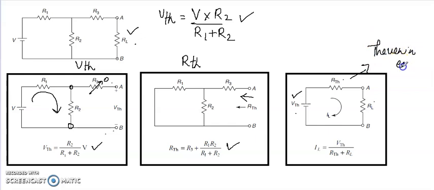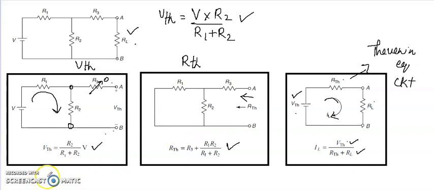In some questions it will be asked to find the current through the load resistance RL. At that time we can draw the IL in this direction. We can find the current through RL as IL is equal to VTH, total voltage, by total resistance. Thus we have found the current through the load resistance.